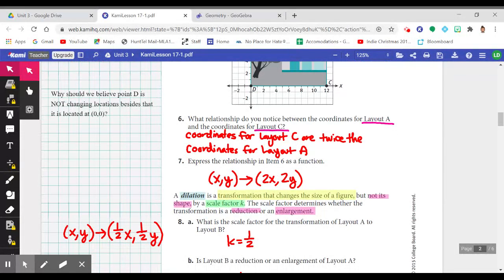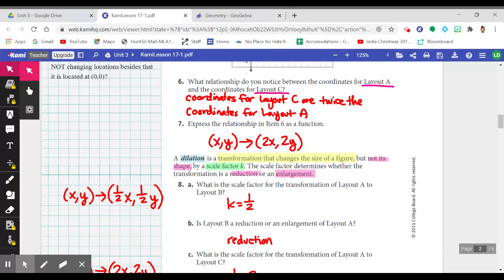So the coordinates for layout C are twice the coordinates for layout A. And that's all of the values. All of the values in the coordinates are twice that for layout A. So if all of the coordinates obey that rule, then we can write them as a function. And the way we write in algebra that something is twice as large is we say 2x or 2y. In this case, we're using 2x and 2y because we're talking about coordinates changing. So here's our function, (x, y) goes to (2x, 2y): every point, the x gets doubled, the y gets doubled. That's simply what we're looking at there.